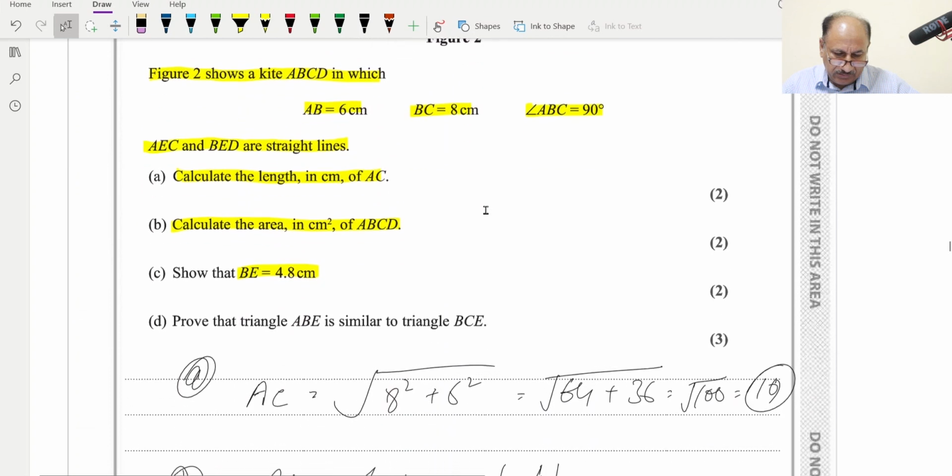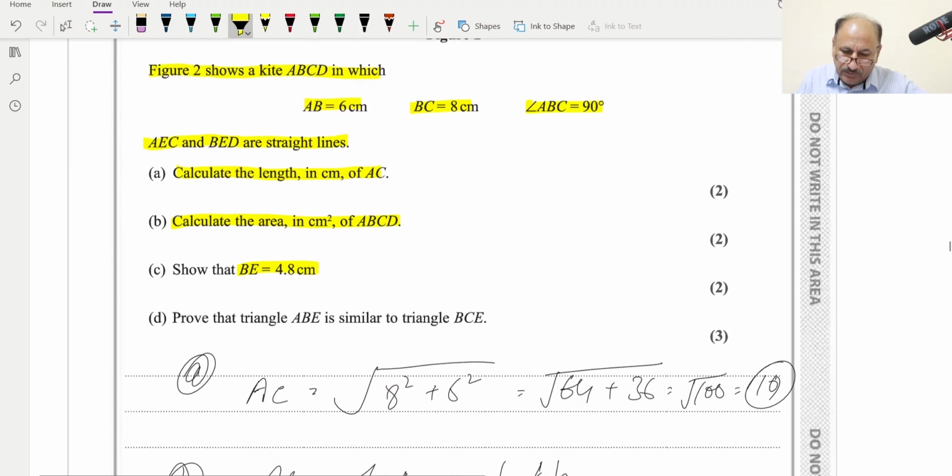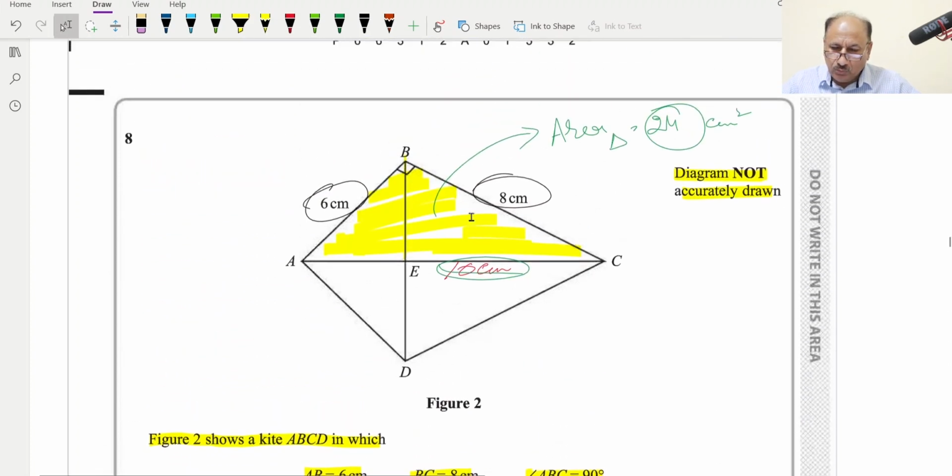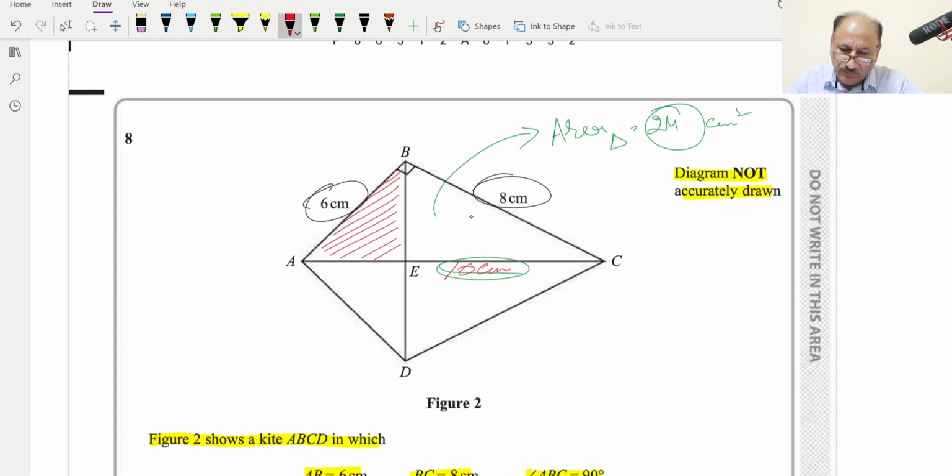Now we can check for this D part. Prove that the triangle ABE is similar to triangle BCE. So what are those triangles? If we consider that one, these are basically the two triangles. One is ABE, which I have shaded, and the second triangle is BCE, which will be this shaded triangle.